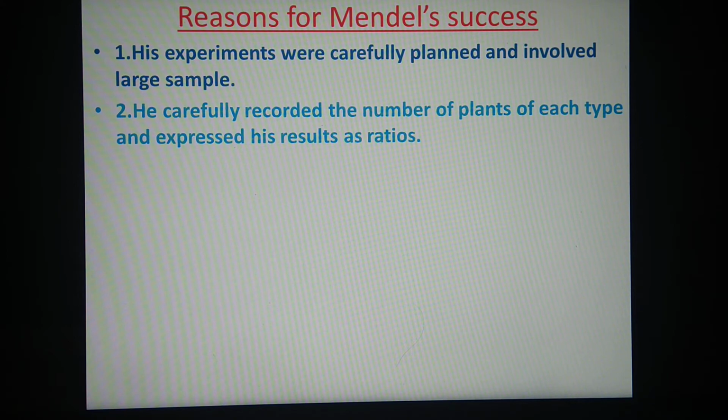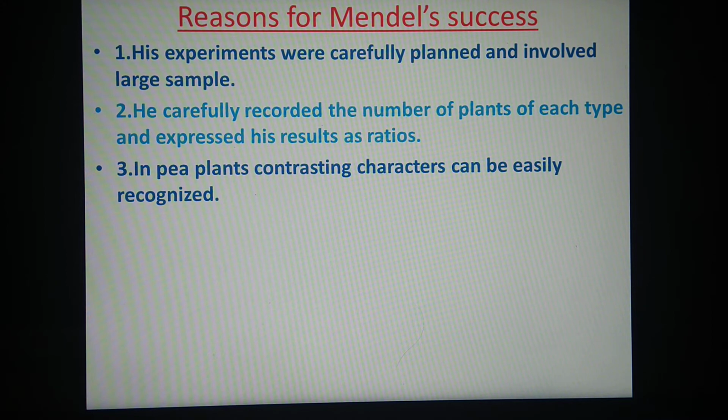That means, as we have seen, phenotypic ratio 3:1, genotypic ratio 1:2:1. So all this data was carefully recorded for the particular number of plants showing a particular character, and these were expressed in ratios. As we have seen, in pea plants contrasting characters can be easily recognized, as in the diagram just now showing contrasting characters.